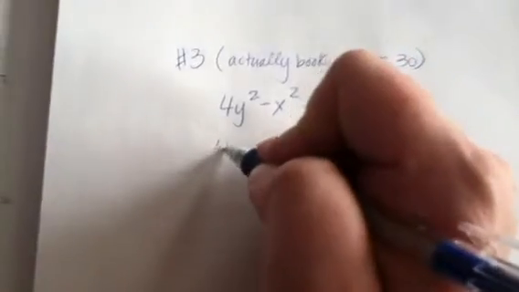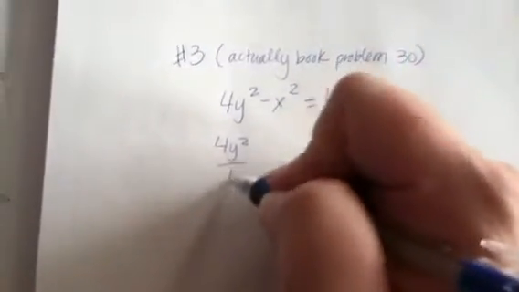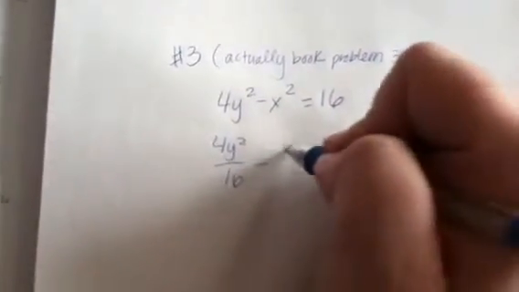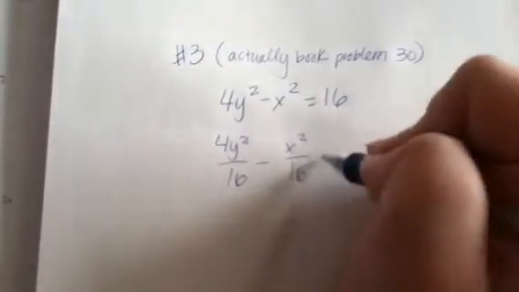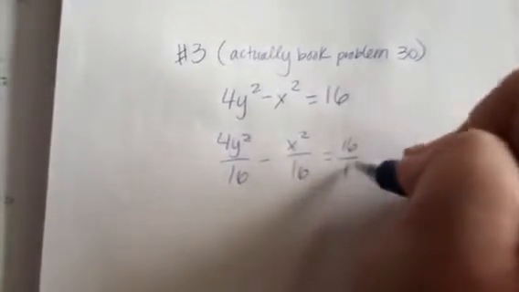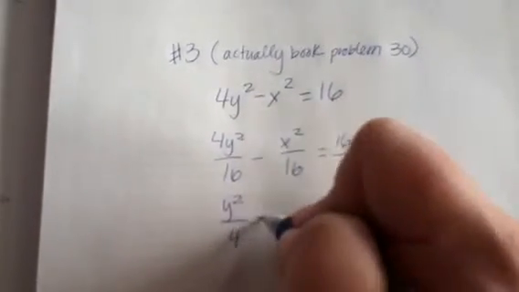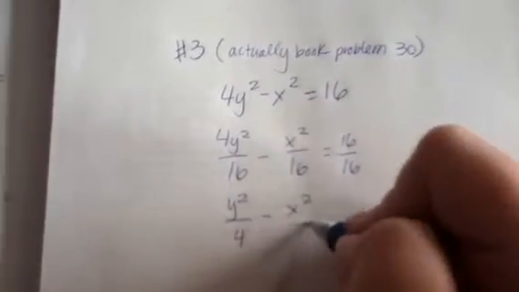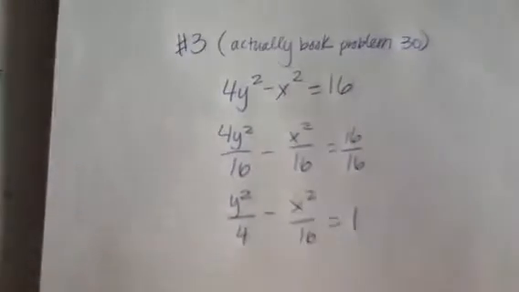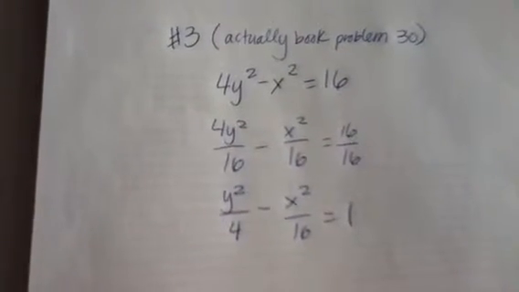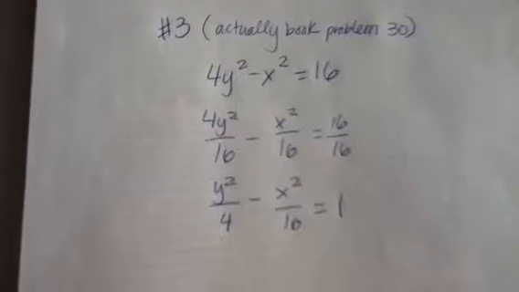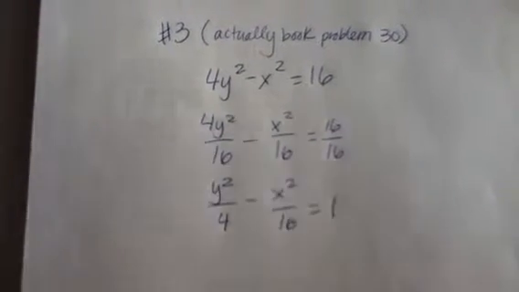So 4y squared divided by 16 minus x squared divided by 16 equals 16 divided by 16. So that we will then have y squared over 4 minus x squared over 16 equals 1. Okay, so now that problem looks more like the problems you will be doing on your assignment.